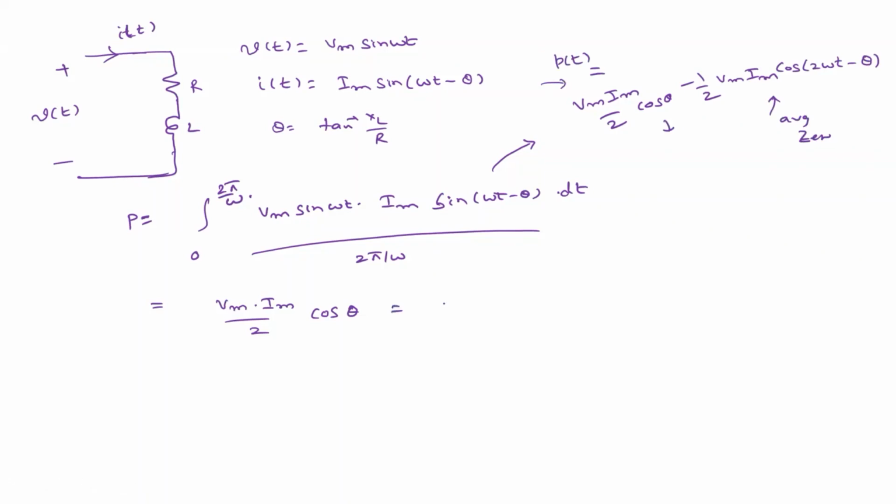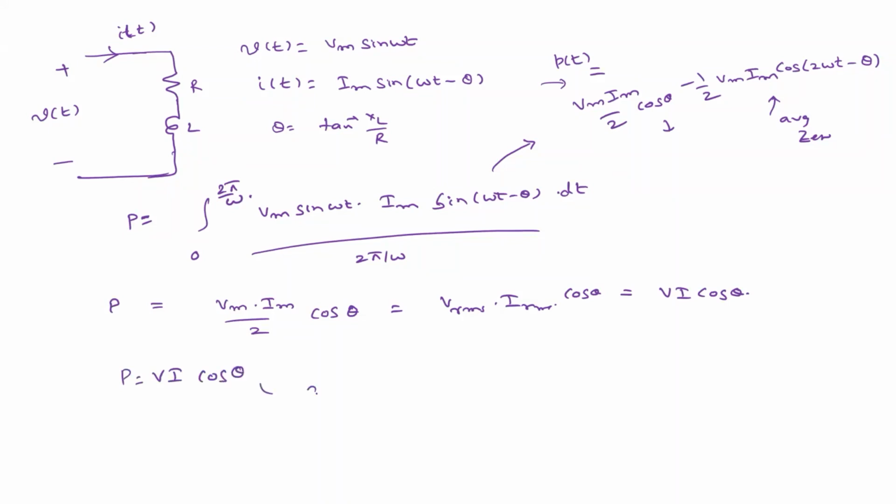So how to write this? So we can write this as Vrms Irms into cos theta. So that's also known as Vi cos theta. So this is known as average power P. So Vi cos theta, this is the general formula. So that is the general formula.